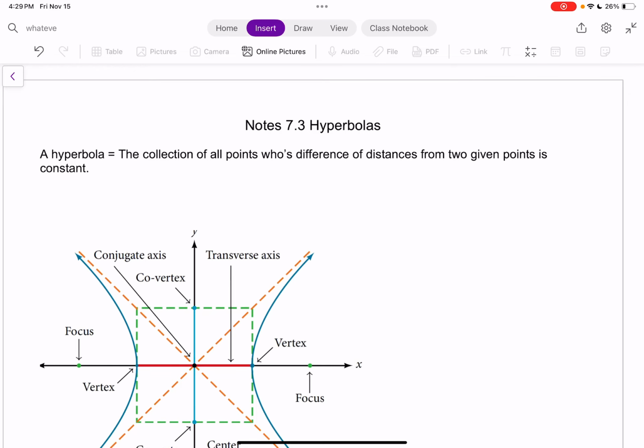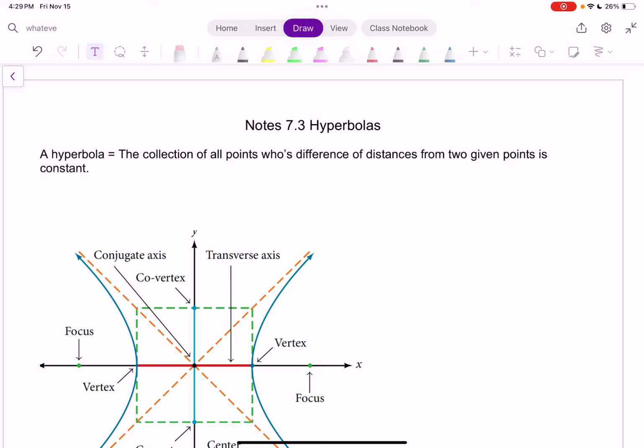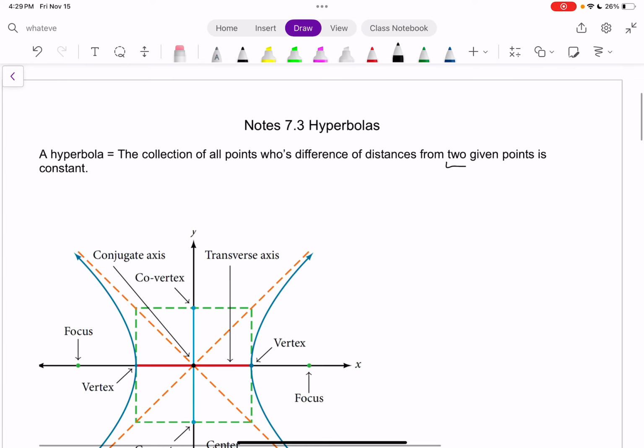All right, class, welcome to section 7.3, hyperbolas. So we're continuing our discussion on the conic sections, and the next one's the hyperbola. The hyperbola is a collection of all points whose difference of distances from two given points is constant. So kind of similar with the ellipse. The two given points, again, are going to be called the foci.